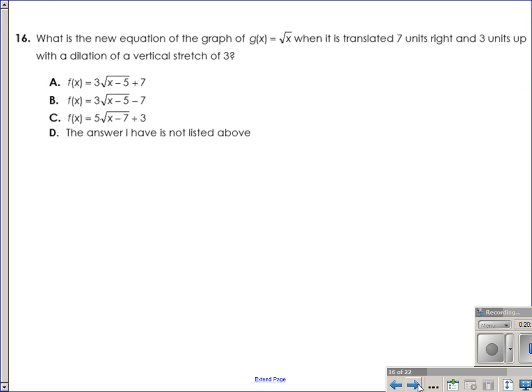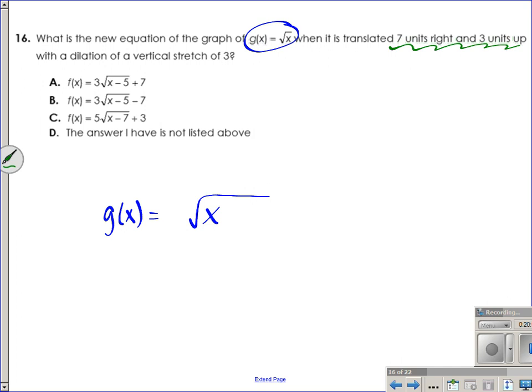All right, number 16. What is the new equation? Well, it tells us that our original equation is the square root function. So g of x equals the square root of x. And now I'm going to leave some blanks here. So it says, translated 7 units right and 3 units up. That means my new vertex is positive 7, positive 3. And it's vertically stretched by a factor of 3.